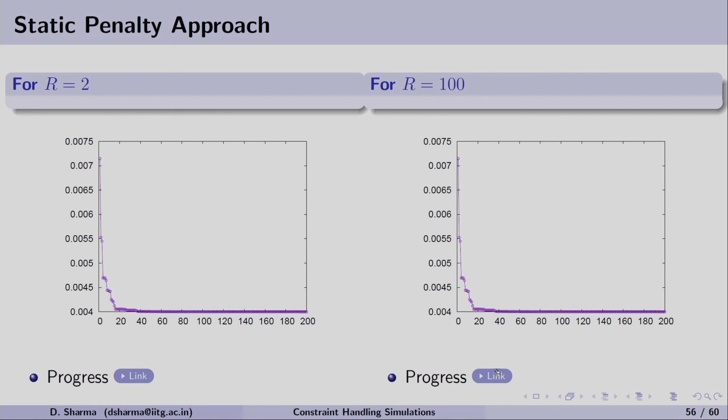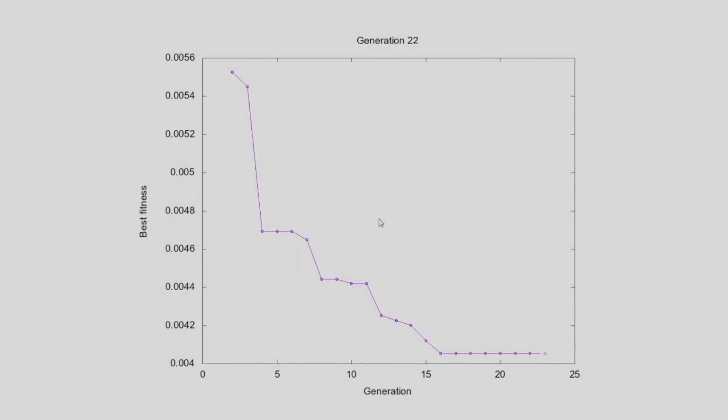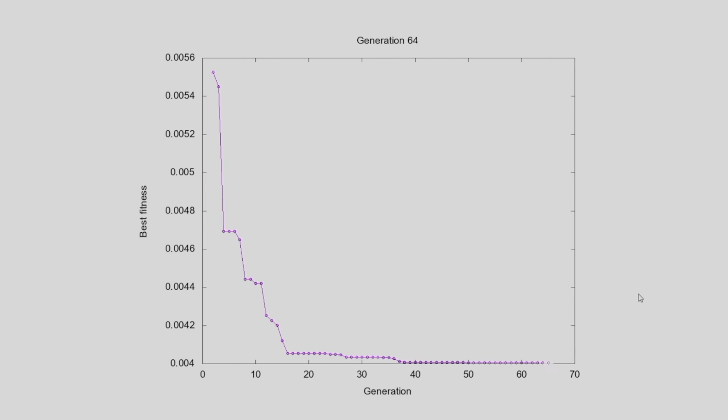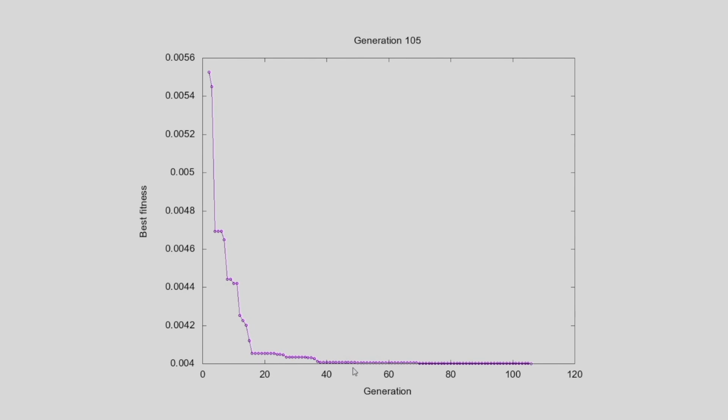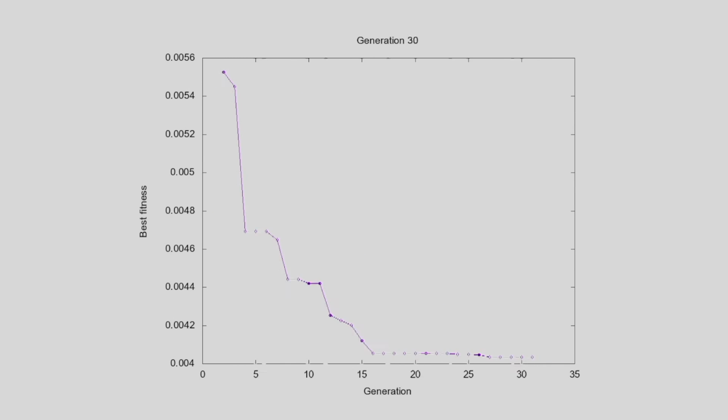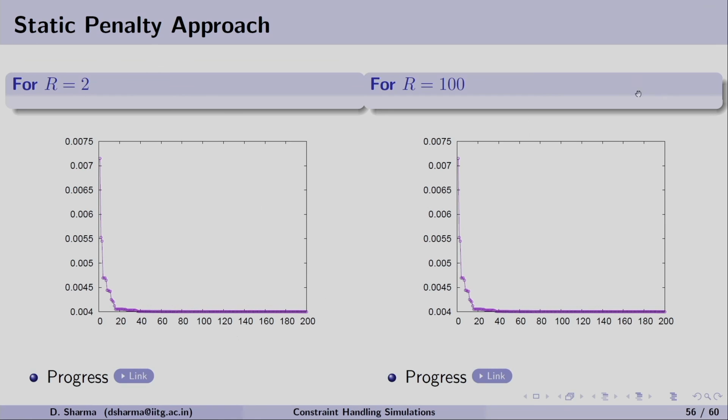In this case, the fitness is reducing. We have to see how much the fitness is reducing. There was a small change around 38, then close to 70 generation, then 110, meaning that for the value of R equal to 2 and R equal to 100, the performance of the static penalty was found to be the same.